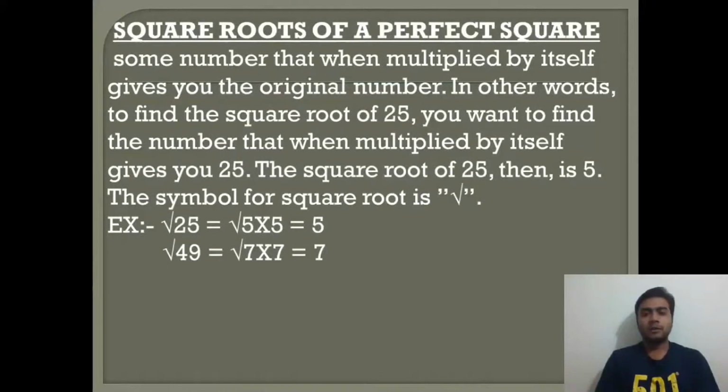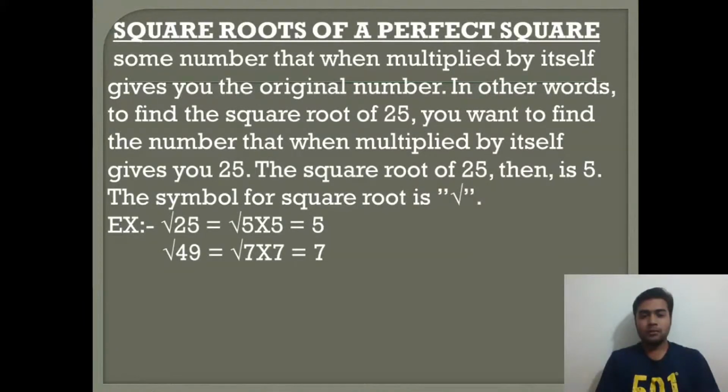So the first topic is the square root of a perfect square. Some numbers, when multiplied by itself, give you the original number. Basically those numbers are called perfect squares. In other words, we can take an example. If I have to find the square root of 25, I want to find the number that when multiplied by itself gives you 25. We all know this is a very easy one. 25 is equal to 5 into 5. So we can say that the square root of 25 will be 5.